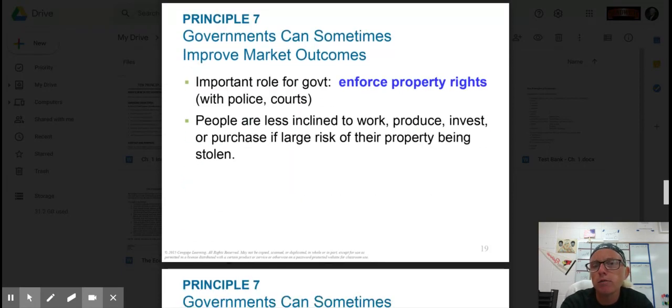Principle 7: governments can sometimes improve market outcomes. Of course, capitalism isn't the end all. It does have its flaws. Every economic system has its flaws. I like what Winston Churchill says. I'm paraphrasing, of course. He said that capitalism is the worst economic system except for all the others. So even though there are problems with capitalism, it is the best for getting people out of poverty and creating the high standard of living that we have today.